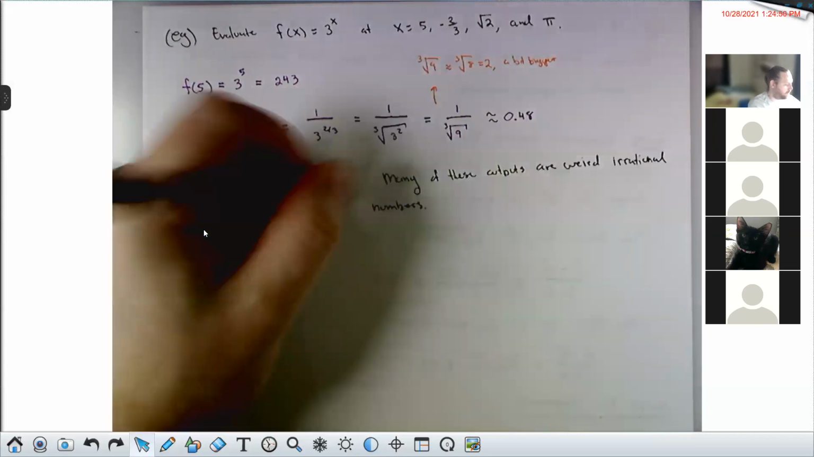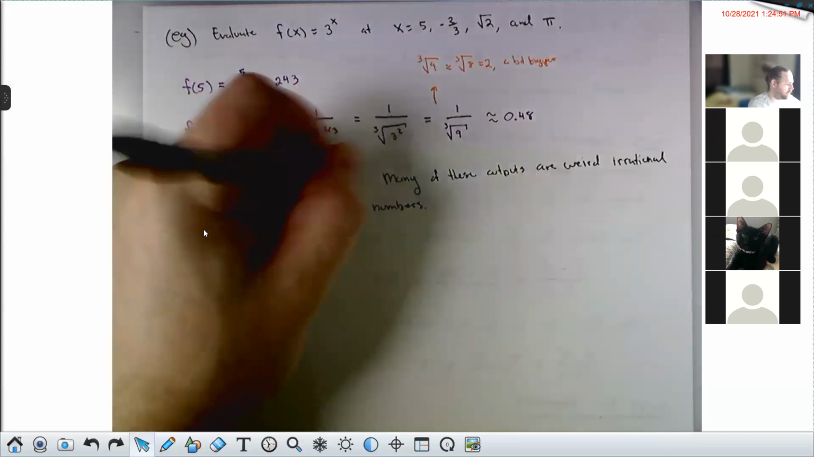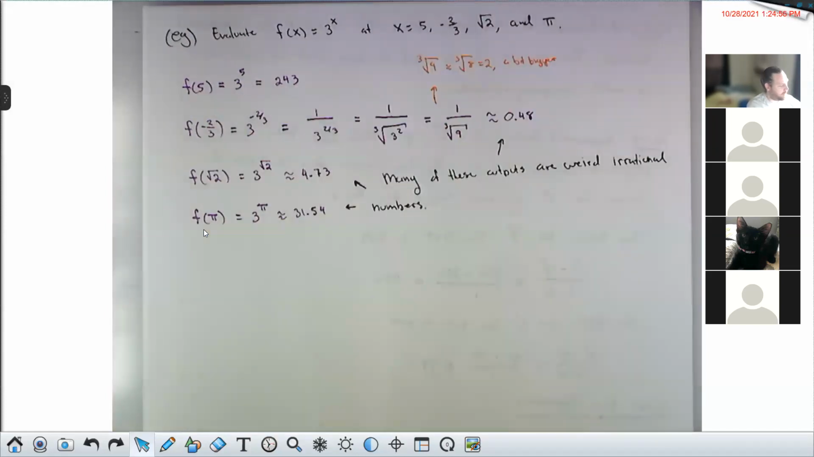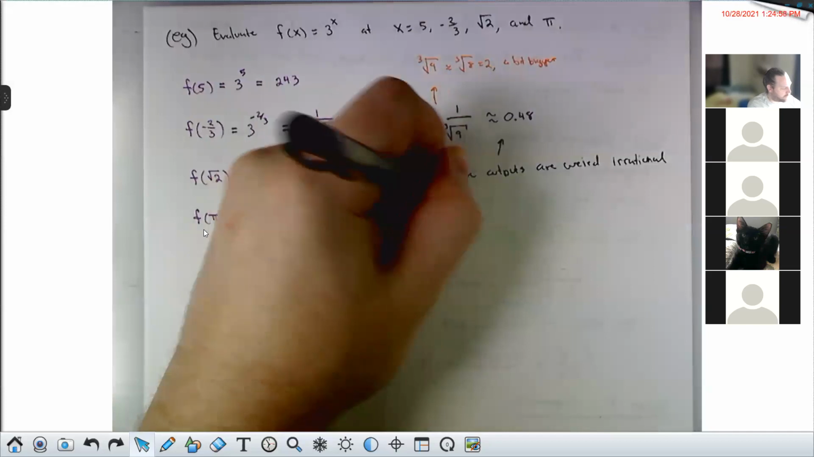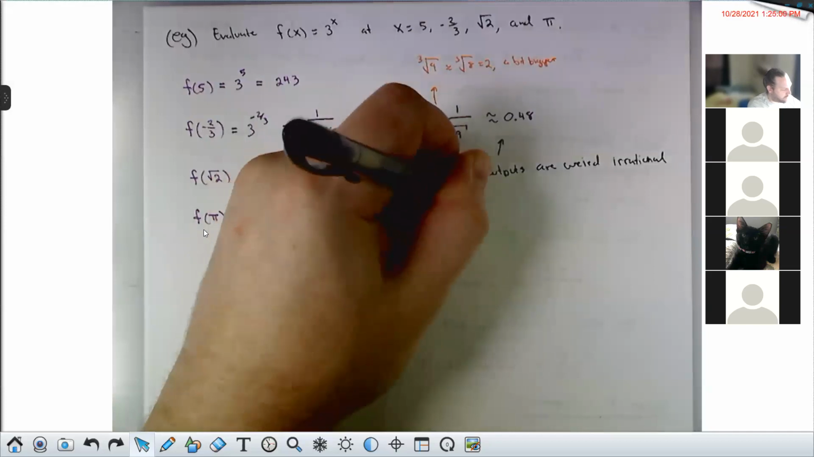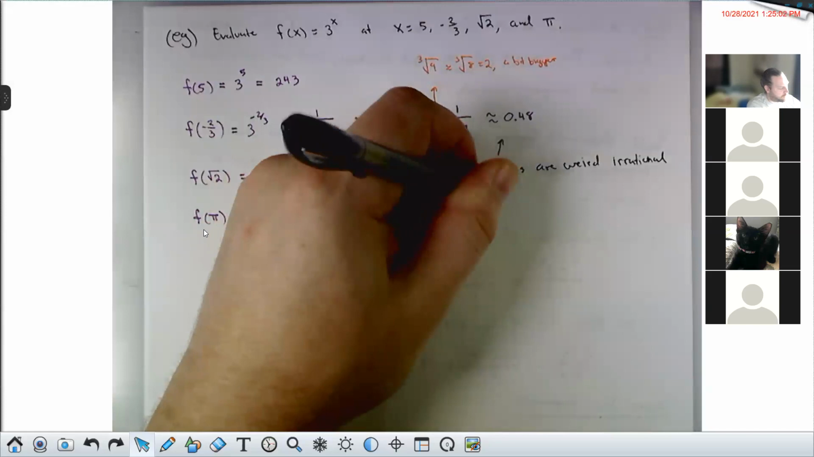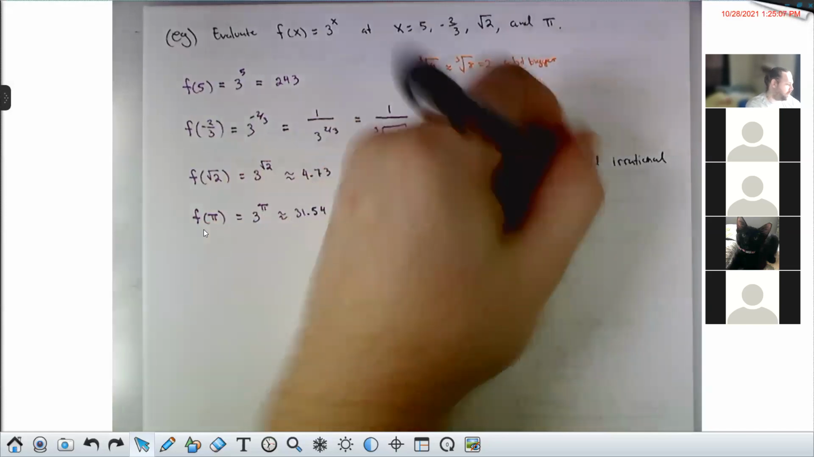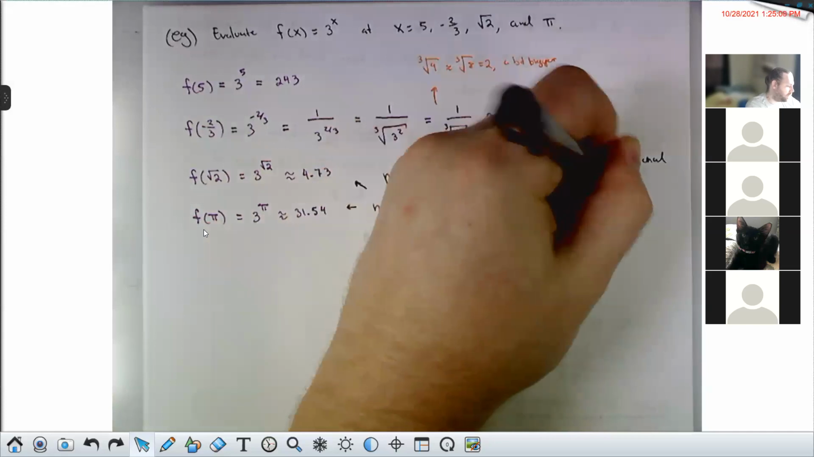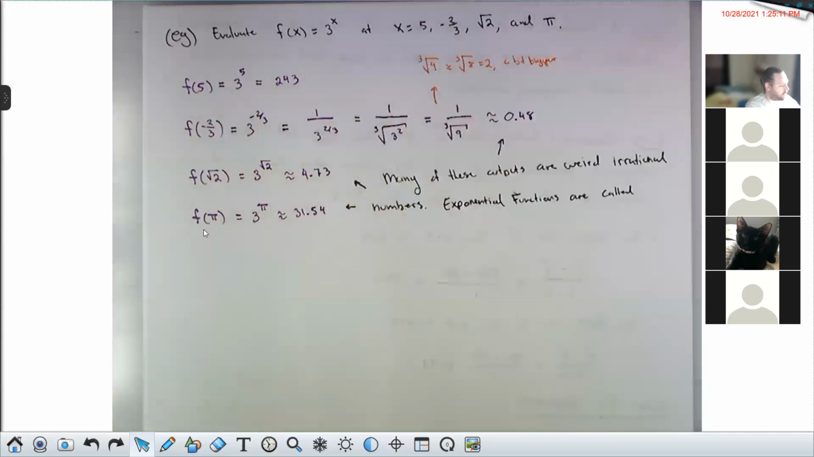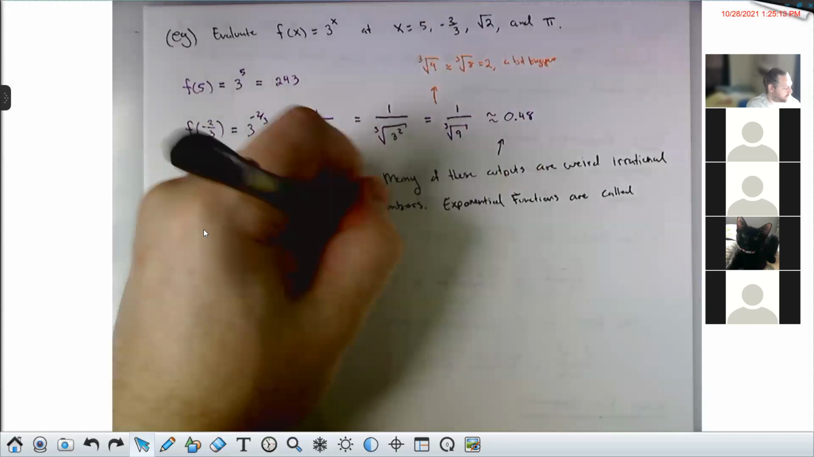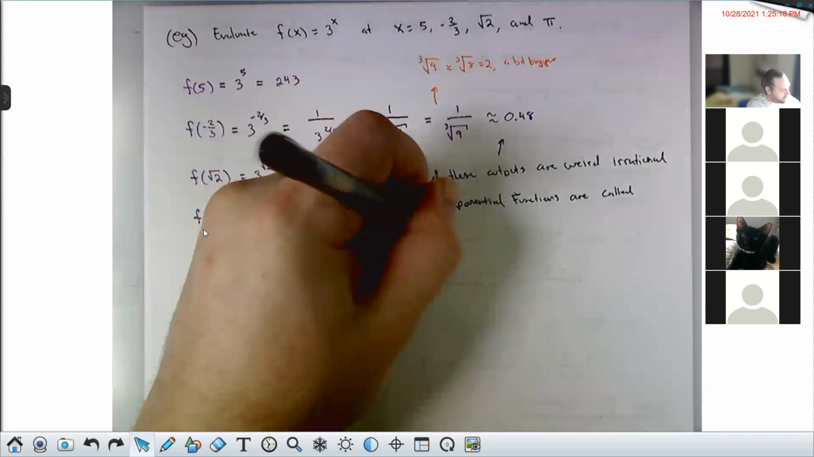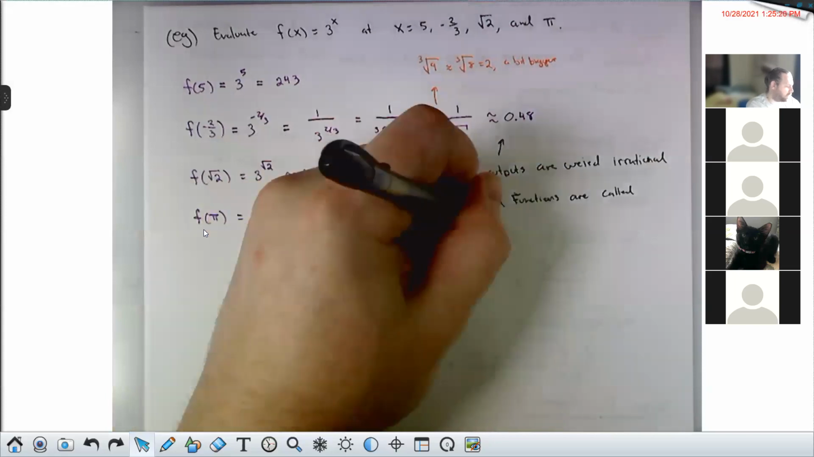All right, all of these weird irrational numbers. Exponential functions are a part of a family of functions called transcendental functions.